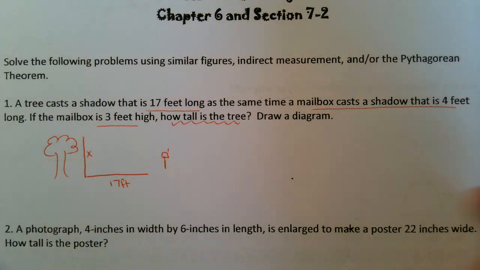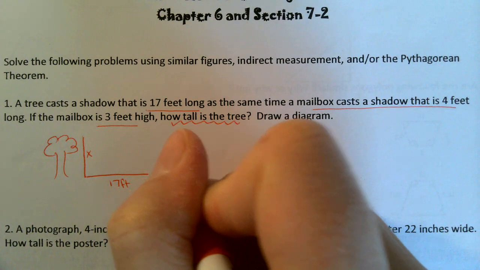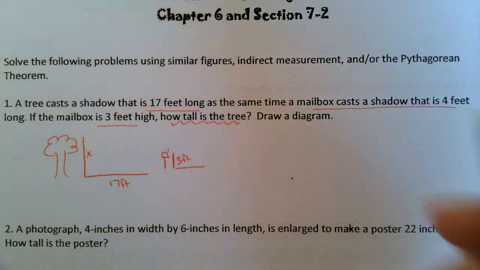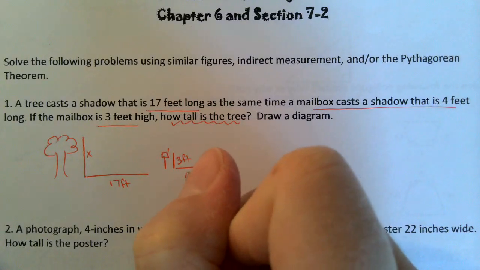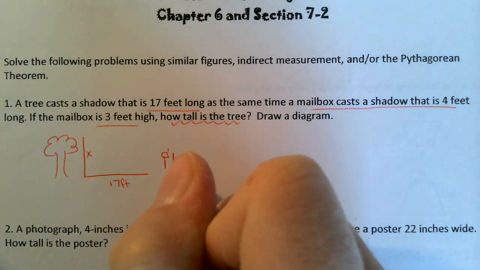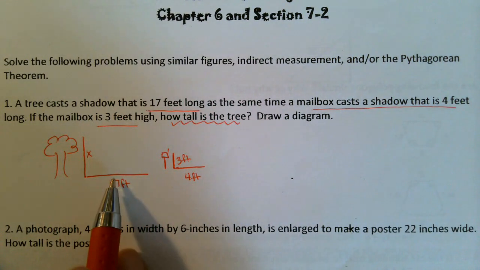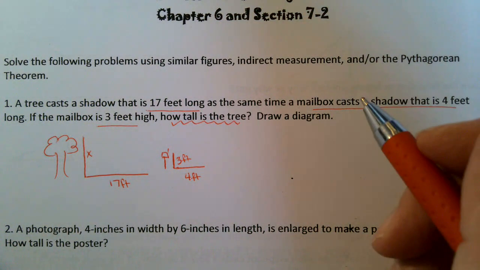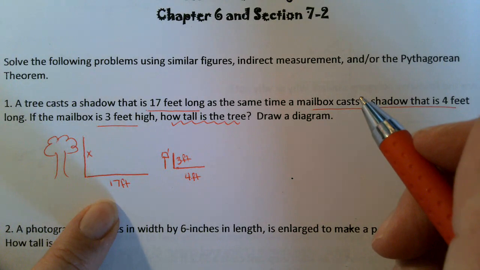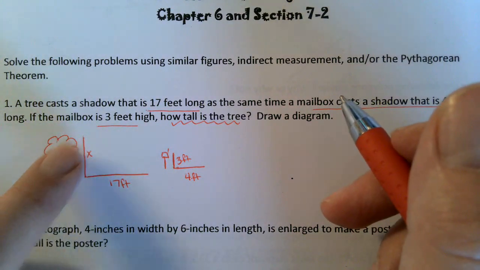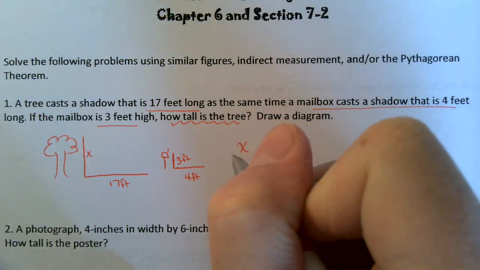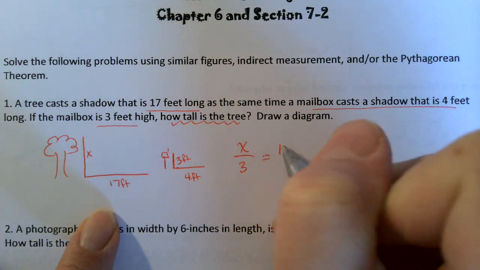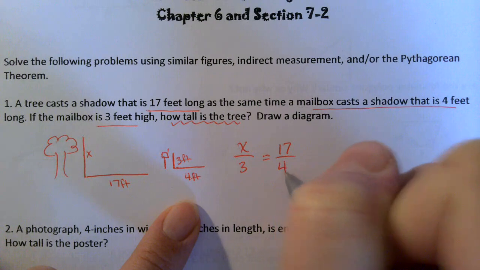All right, so the mailbox is 3 feet high. That's the height of the mailbox. And the shadow is 4 feet long. So the idea is the shadow is longer than the mailbox is tall. When I go to do this, I could do height to shadow equals height to shadow, or I could do height to height. I'll stick with that because that's what we've been doing, the height to the height equals the shadow to the shadow, but you have to be consistent.